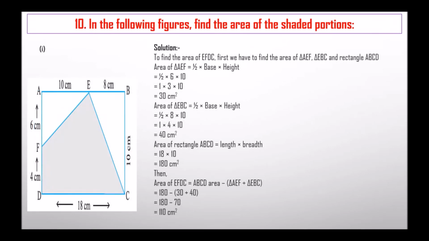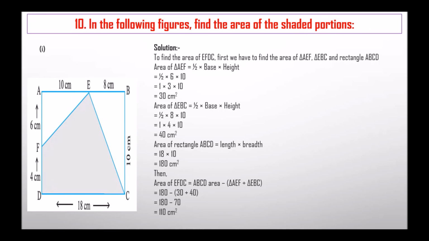10th question. In the following figures, find the area of shaded portion. To find the area of EFDC, first we have to find the area of triangle AEF, triangle EBC, and rectangle ABCD. So area of triangle AEF equals half into base into height. So half into 6 into 10. We can cut 2 and 6. So 1 into 3 into 10, that is 30 centimeters square.